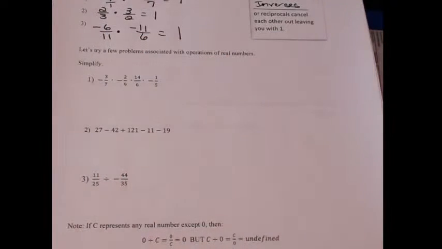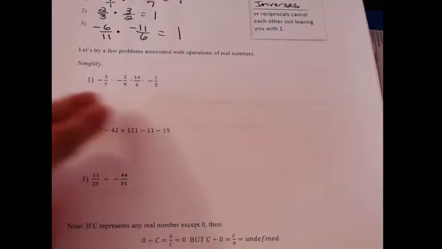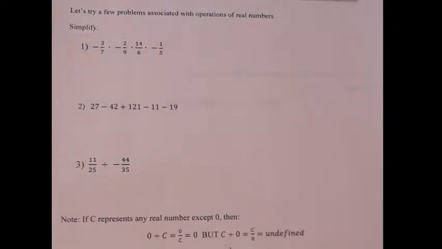Okay, so for number 1, we have -3/7 times -2/9 times 14/6 times -1/5. What I would like you to do is just take 60 seconds to practice what we learned at the very beginning of these notes, where we multiplied fractions. And I also want you to be careful with your sign. Think about the resulting sign after you multiply everything. 60 seconds starting now.